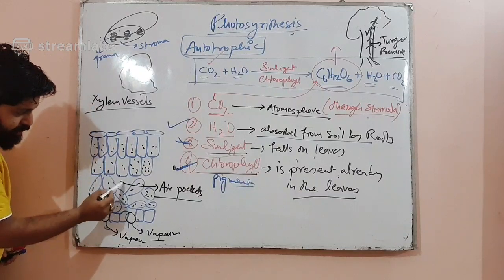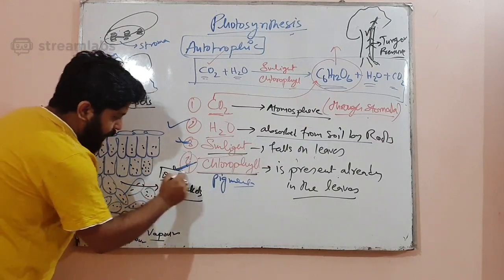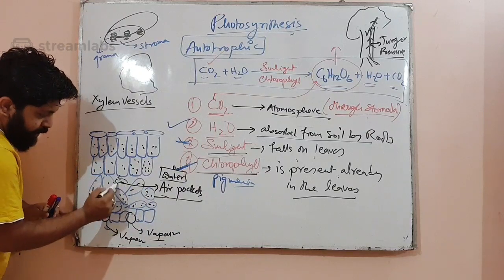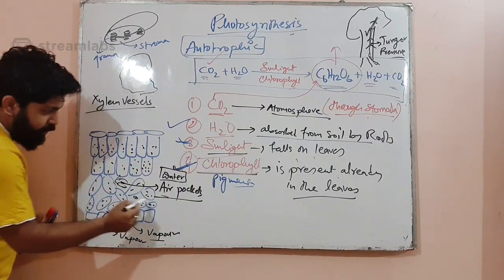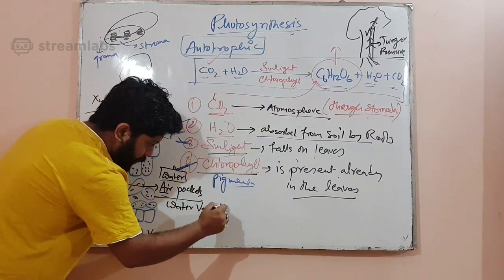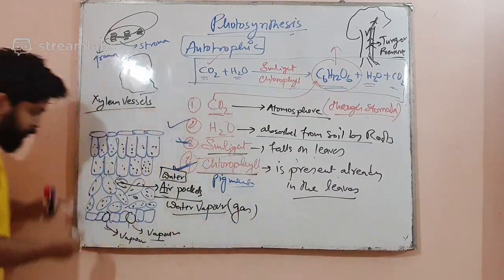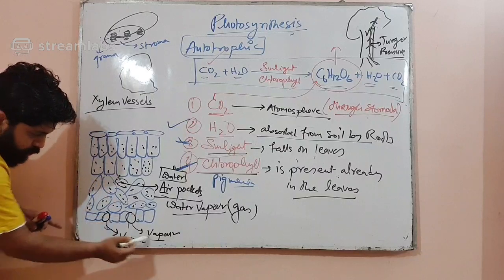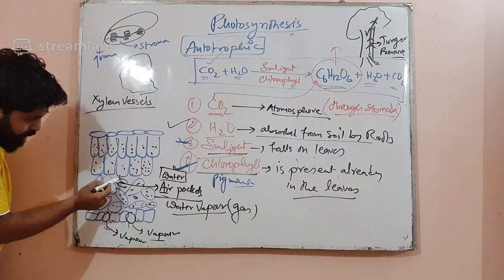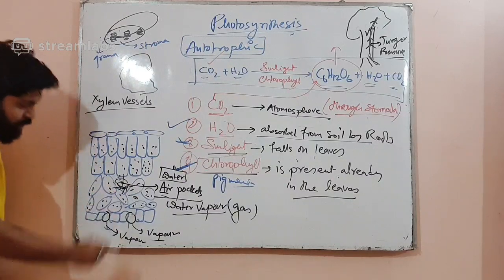And these air spaces or air pockets, which used to contain water, why did I say air pocket? Because it actually contained air, water vapor, which is a gas. So all those vapors go out, and this turns empty. So a suction pressure is created. And hence, from the cells, the water comes out.